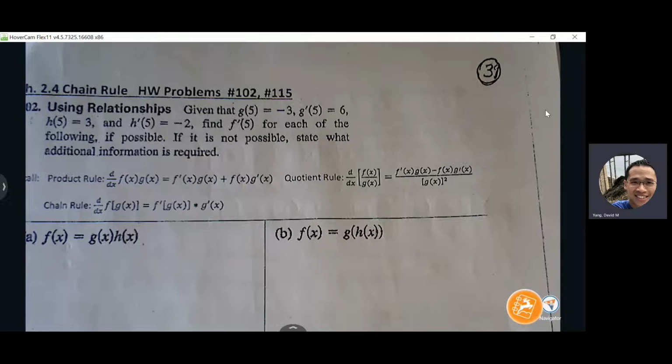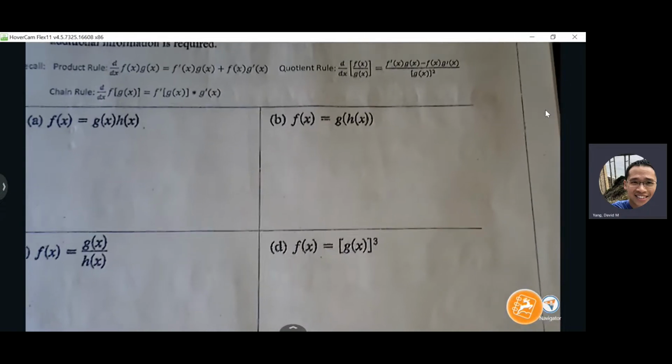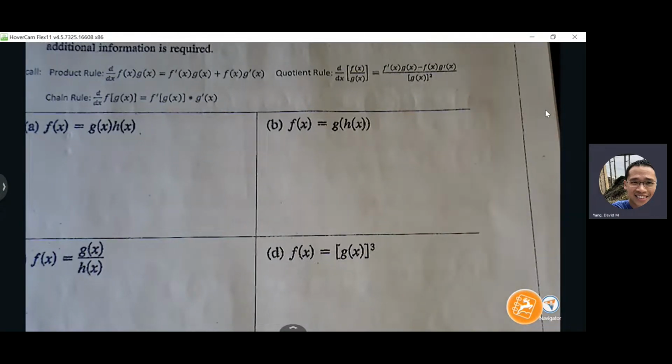So there's a couple of things that I want to make sure that we know fully before we jump into the test review. So 3 things I want to go over. First, recognizing the need for chain rule for certain problems. So if you can look at part B on page 39 here.